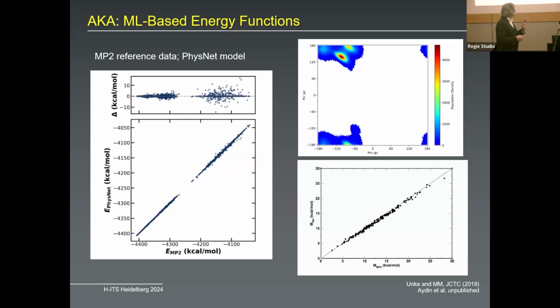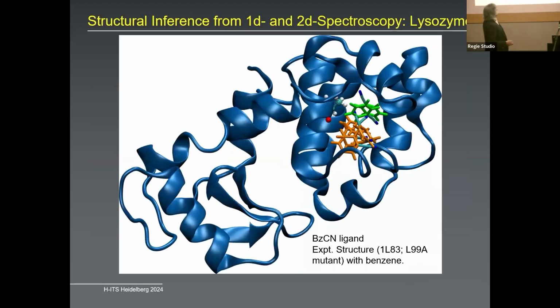So this is the current status. This is all not published, but I wanted to give you an idea of where things can go. So now we can routinely come up with MP2 quality machine learned models for atomistic simulations. That's the status we have here.